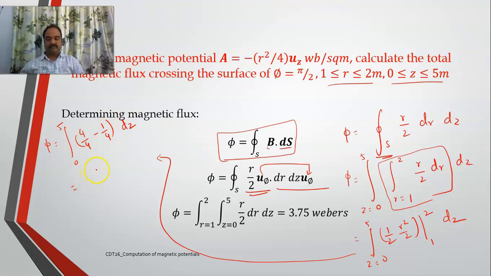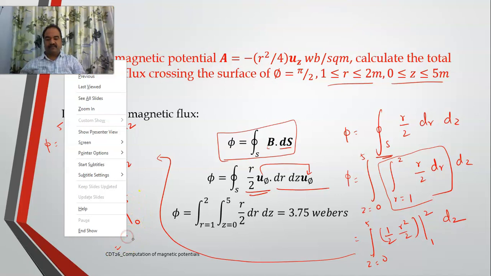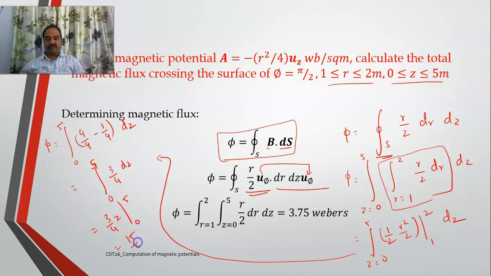So this is 3 by 4 dz, and the limit is 5. Right. So 3 by 4, it is nothing but z from 0 to 5. So what will I get? If I substitute 5 and 0, I'll get 5 minus 0, it is 5. So I'll get 15 by 4, which is nothing but 3.75. This is what I have written here. So phi is equal to 3.75 Weber. So this is the flux which we were to find.